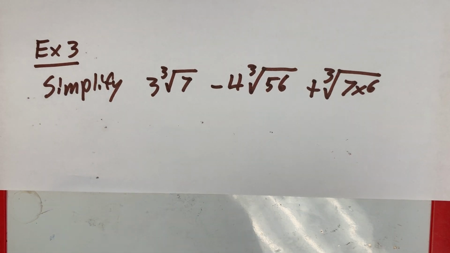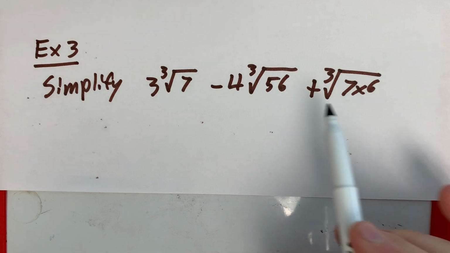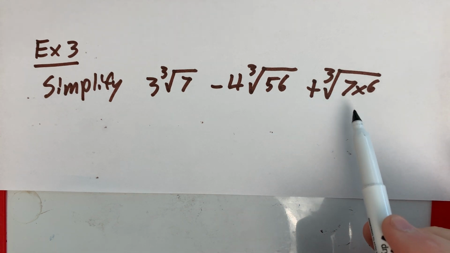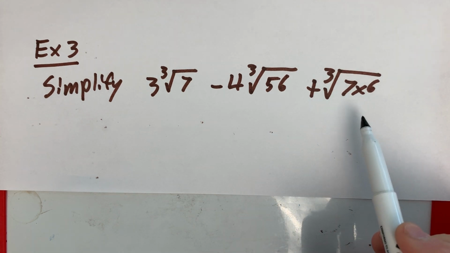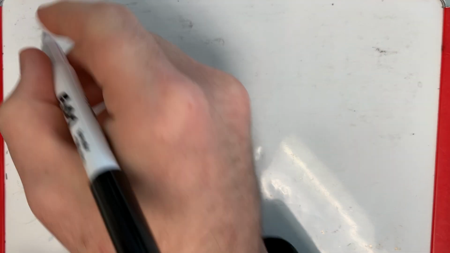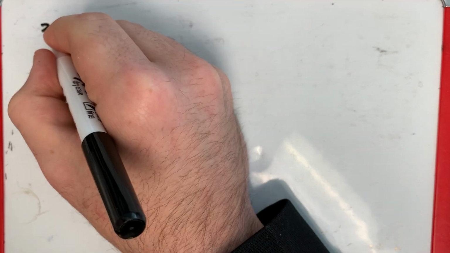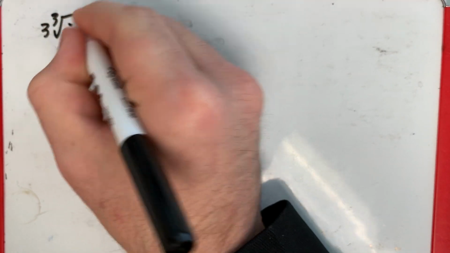Alright, so in this video we're going to be continuing on with our simplification of radical expressions where there are sums and differences involved. So in this particular example we're looking at 3 times the cube root of 7 minus 4 times the cube root of 56 plus the cube root of 7 times x to the 6th. So how do we handle this sort of thing? It's going to work exactly the same way as in previous examples. So the first thing we want to do is simplify the radicals that we have in sight here.